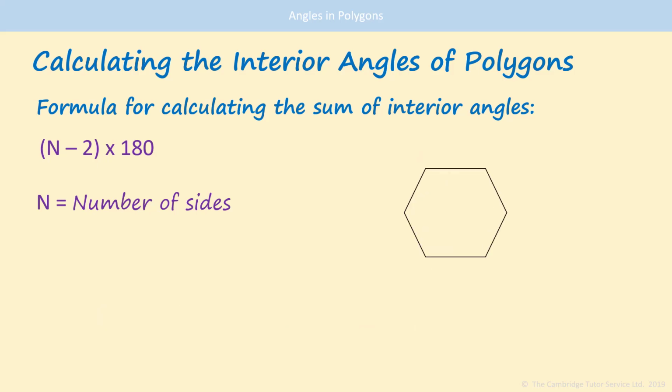Here's another one for you to try. This time you have a 6-sided shape, a hexagon. It is a regular hexagon. See if you can work out the sum of the interior angles and then just that one angle indicated there.